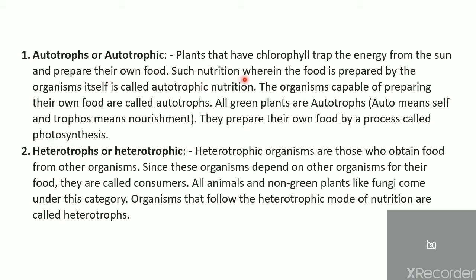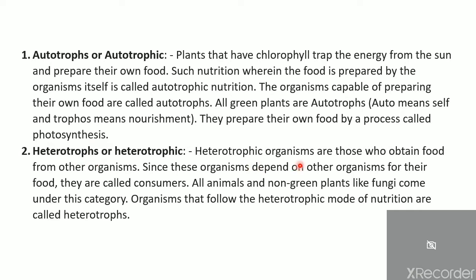Now, such nutrition wherein the food is prepared by the organism itself is called autotrophic nutrition, and the organisms which are capable of preparing their own food are called autotrophs. So all green plants are autotrophs as they can prepare their own food. And what is the meaning of auto? Auto means self and tropos means nourishment. That is preparing their own food by themselves and providing nourishment to them. They prepare their food by the process called photosynthesis. Now the second one is the heterotrophs or the heterotrophic nutrition.